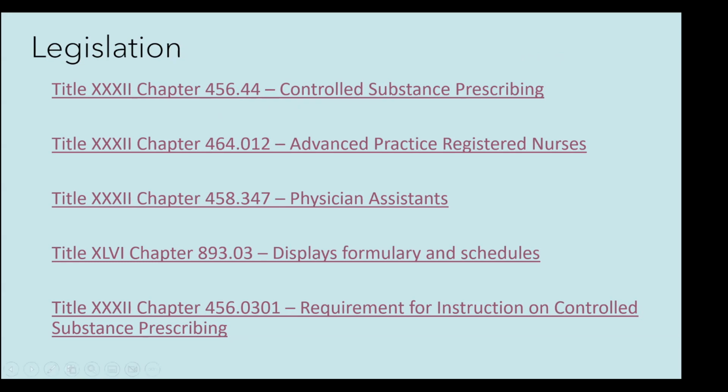And then this chapter 893.03 displays the formulary and schedules of medications. And then this last chapter, 456.031, it's the requirement for instructions on controlled substance prescribing. So that's the requirement of the biennial education.